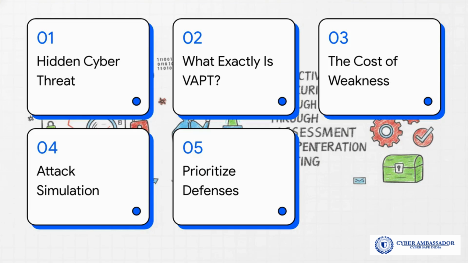To move from an outdated reactive defense to a proactive one, we're going to break down this structured battle plan today. 1. The hidden cyber threat. 2. What exactly is VAPT? 3. The cost of weakness. 4. The attack simulation process. And finally, 5. Prioritizing your defenses.